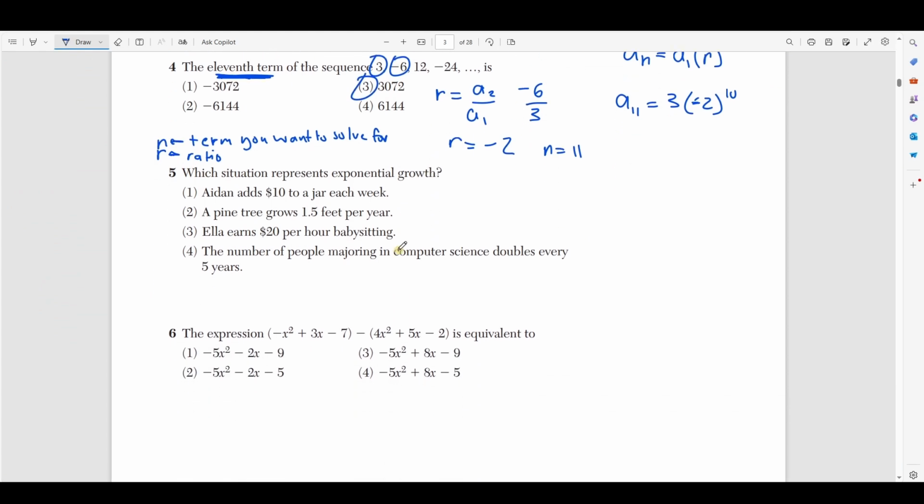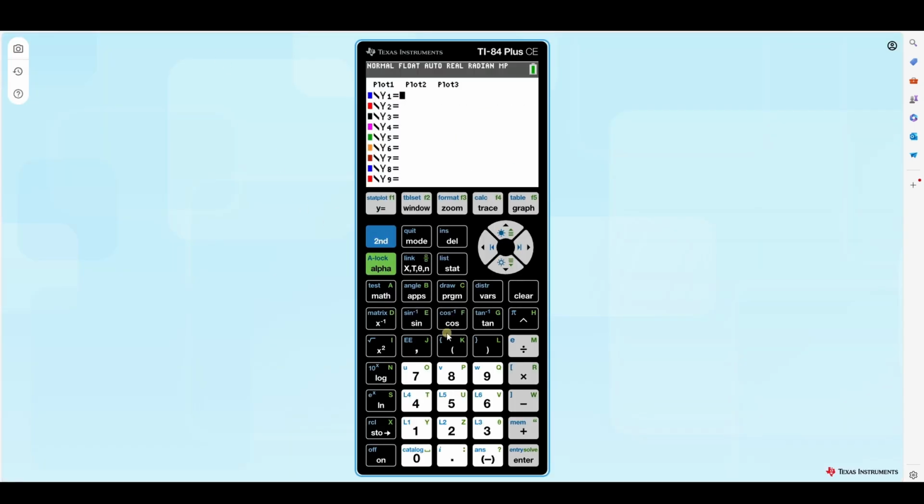Okay, which situation represents exponential growth? When you have exponential growth, that means that you increase at a non-constant rate. So every increase in x, you increase by a different amount each time. And I could represent that on a graph. For example, x squared is an exponential function, right?